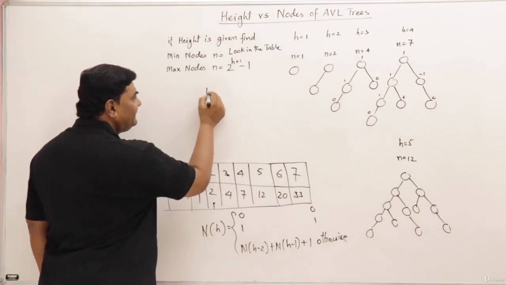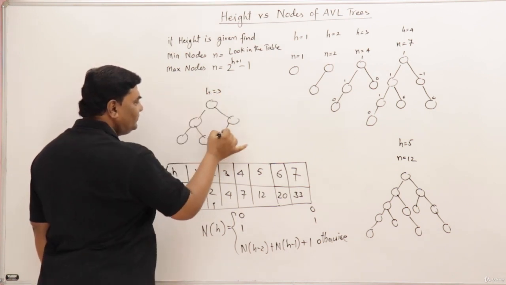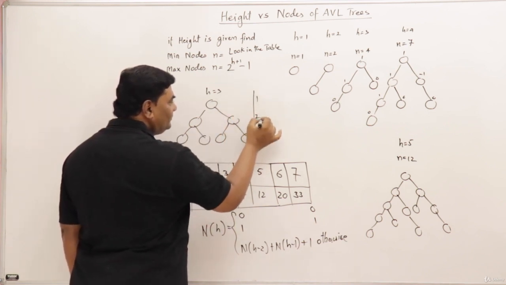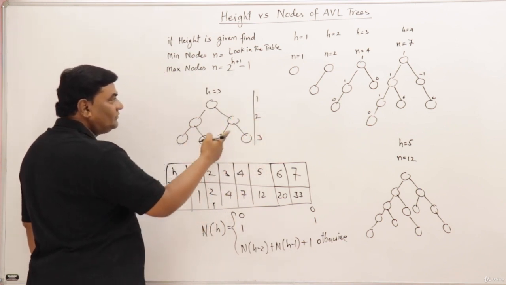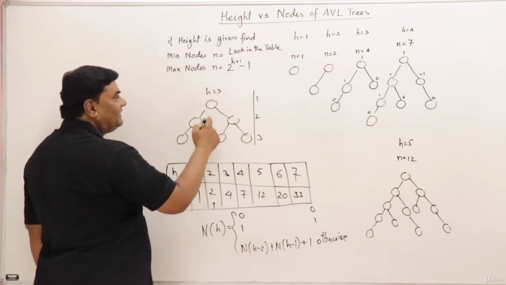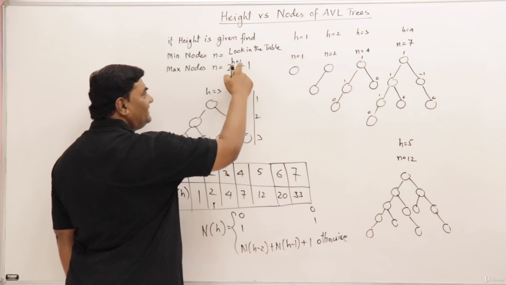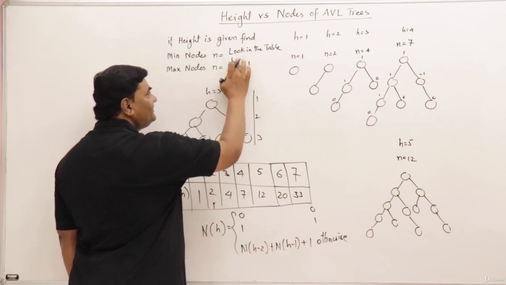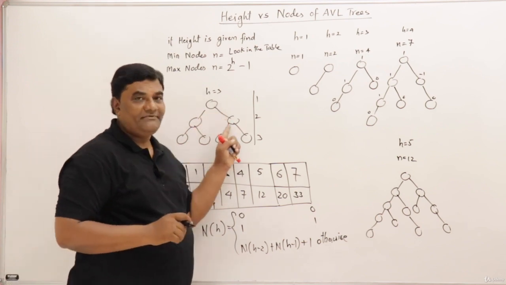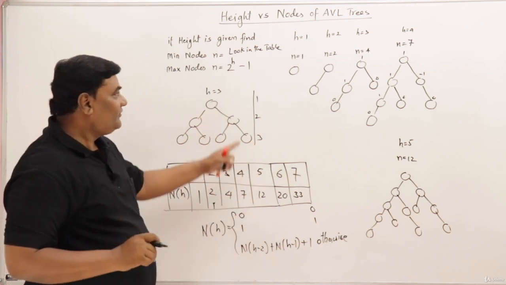So if height is 3, then 7 nodes. These are 7 nodes, right? This height is 3, 1, 2, 3. So maximum 7 nodes when the height is 3. So for this maximum nodes formula, we would get 2 power h plus 1 minus 1, but now we will have just 2 power h minus 1 formula because the height is starting from 1 onwards. So maximum nodes formula is this one.